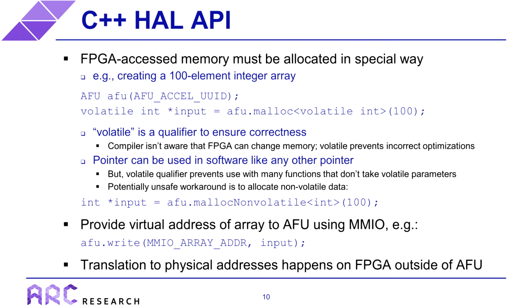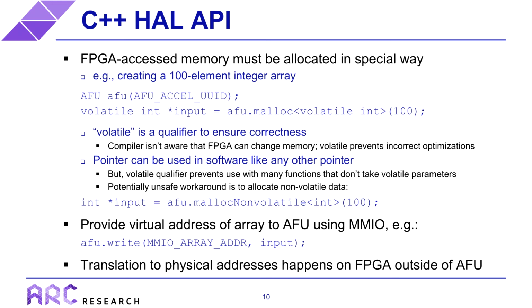Now we're going to switch and talk a little bit about the software side of using this hardware abstraction layer and the DMA interface. One thing you have to be careful with is you can't just declare an array like you do normally in software and have the FPGA access that. So you have to allocate memory that is accessed by the FPGA in a very specific way.